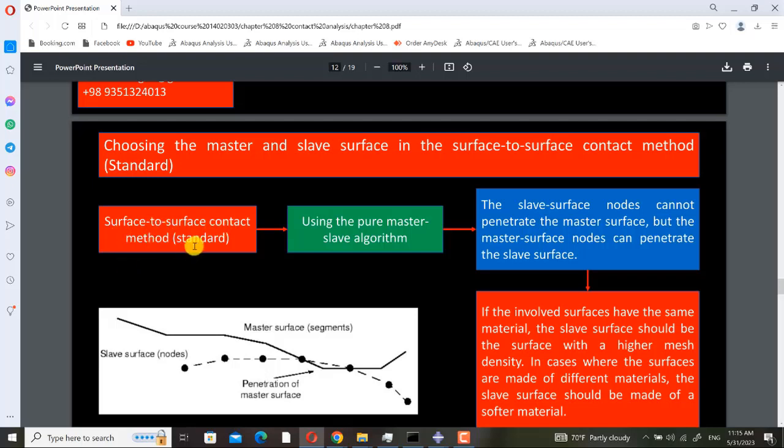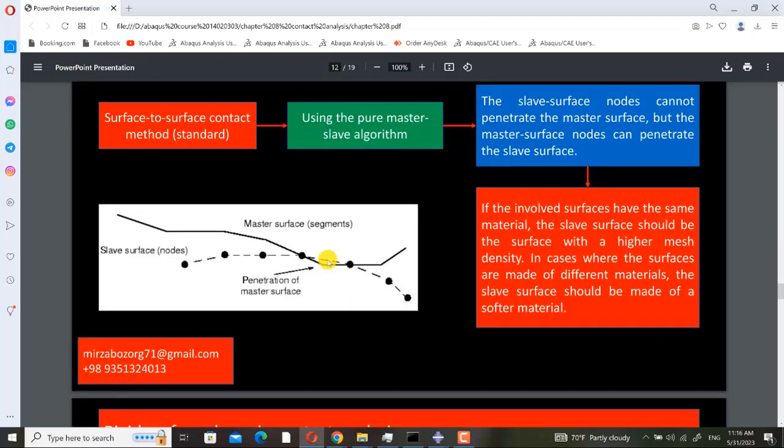Surface-to-surface contact method standard. It uses the pure master-slave algorithm. What does it mean? The pure master-slave algorithm. The slave surface nodes cannot penetrate the master surface, but the master surface nodes can penetrate the slave surface. Okay? Did you understand? Because of this, you can see that they are penetrating.